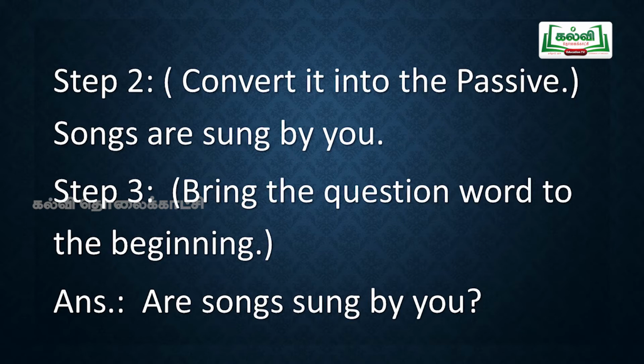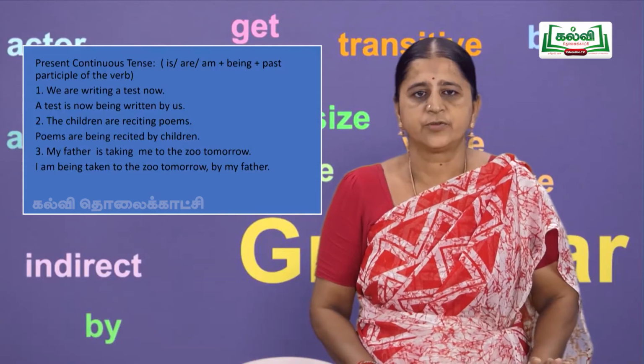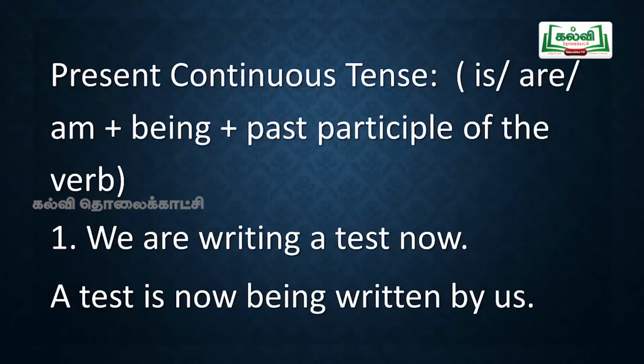So now the answer is still in the interrogative form. Do you sing songs, active? Are songs sung by you, passive? Now we pass on to the next tense, present continuous tense. So in this form again, the structure of the verb in the passive is is or are or am plus being, that is being, plus past participle of the verb.